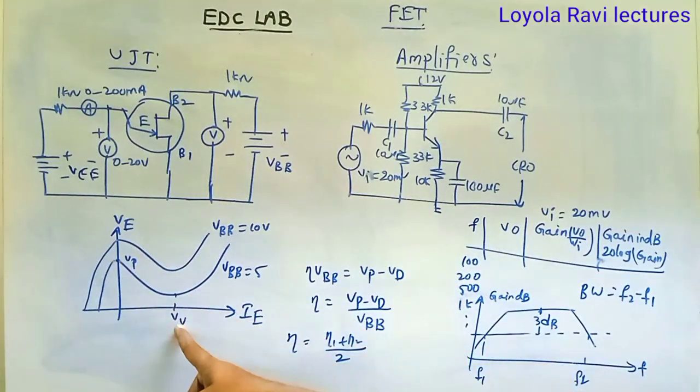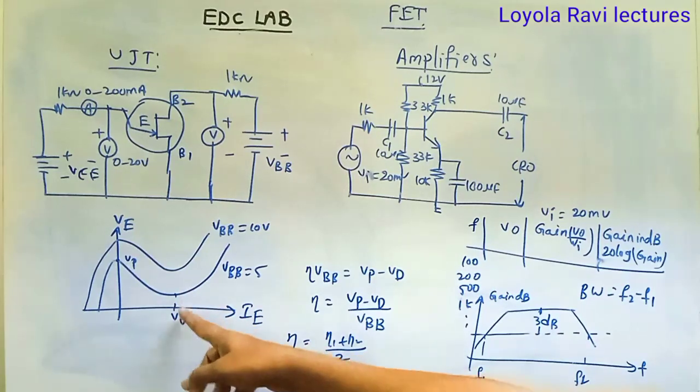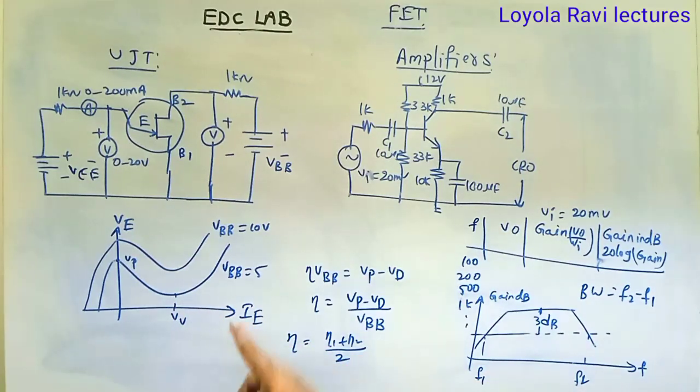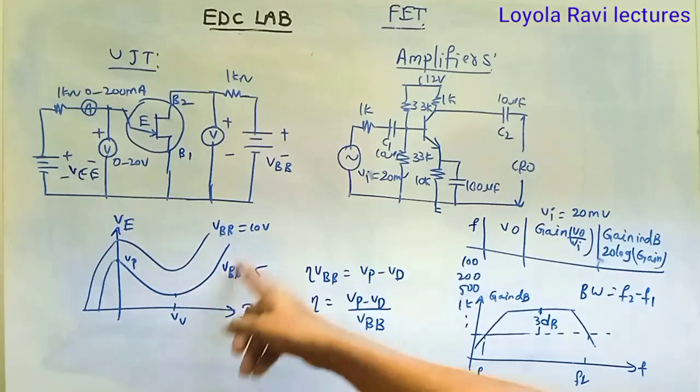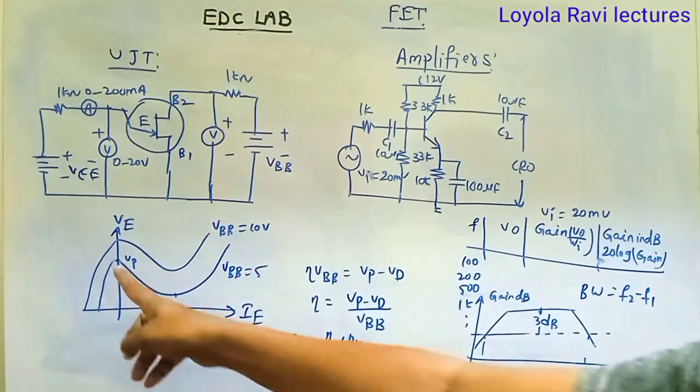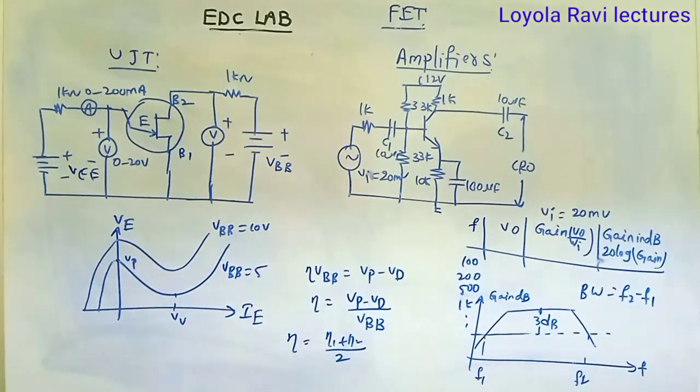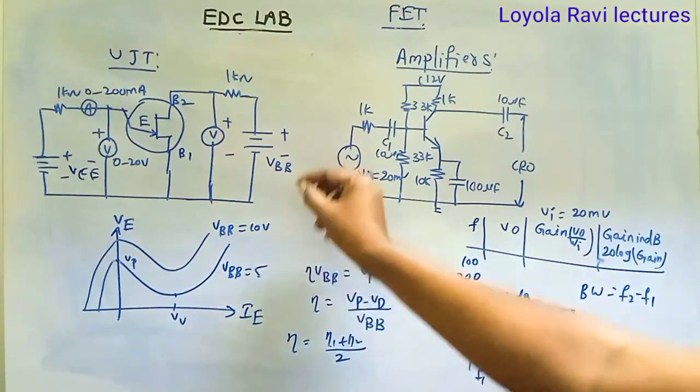You'll get some valley voltage or low voltage, that is valley voltage. This is for VBB is equal to 5. After that, it increases. Peak voltage and valley voltage you will get. Those two you can find from the curve for VBB is equal to 5. Similarly, you can do for another constant by varying this VBB.